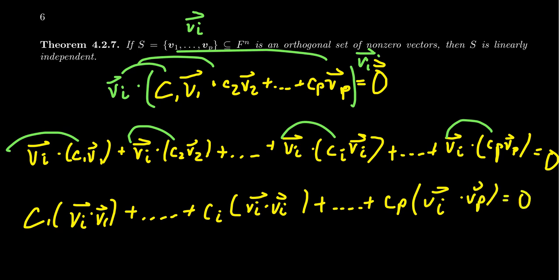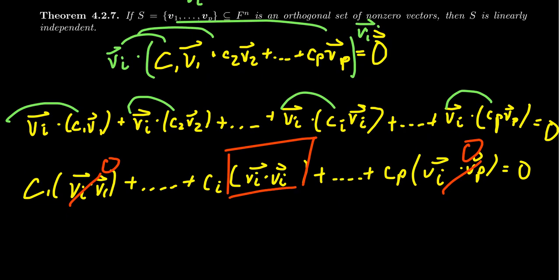Now, by assumption, this is an orthogonal set. So as long as you pick different vectors, the dot product should be 0. So this inner product is 0. The second one, the third one, they're all 0. The pth one is 0. They're all 0 with the exception of this one right here, Vi dot vi. We have no assumption about what happens when you dot the vector with itself. So the left-hand side becomes ci times Vi dot vi, like so. And this is going to equal 0.